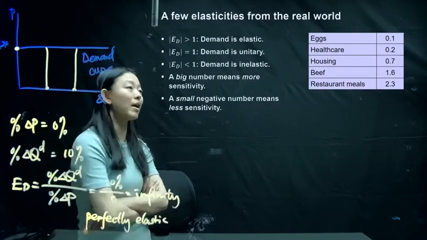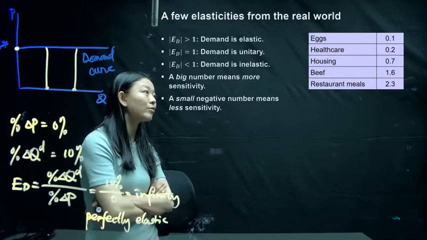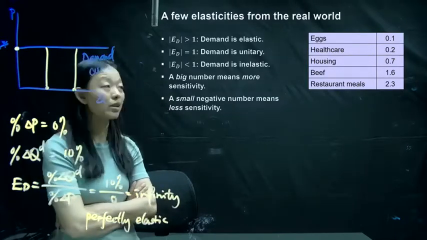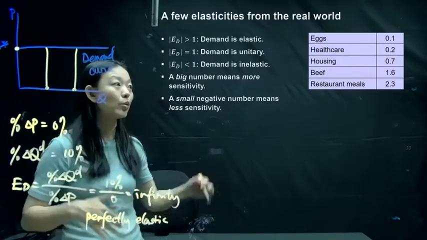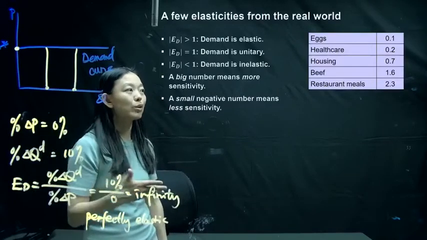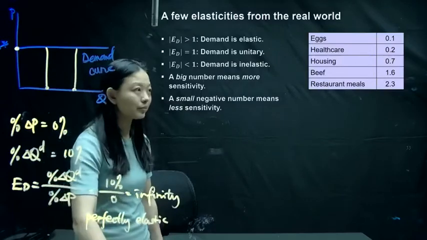So we would like to say the demand for egg is just 0.1. And then you can see the demand for housing or the demand for restaurant meals. Let's look at the demand for restaurant meals, which is 2.3, which means compared with egg, the demand for restaurant meals is really elastic, okay?